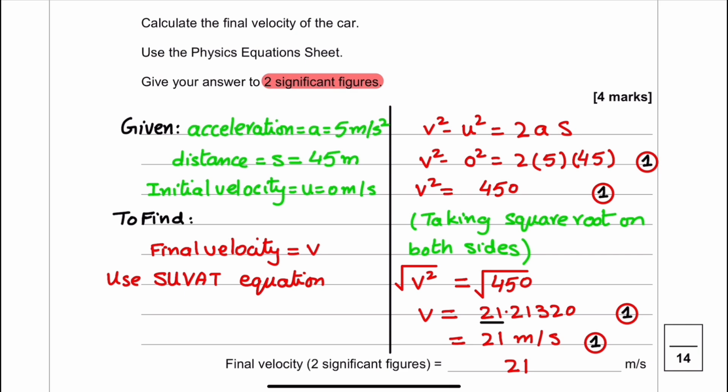21.21320. But the demand of the question is up to two significant figures. Therefore, the first two significant figures are 21. The next digit, 2, is less than 5, therefore we will ignore all the values present on the right side. Therefore, the final velocity of the car is 21 meter per second. The marks distribution is already given along with the steps.